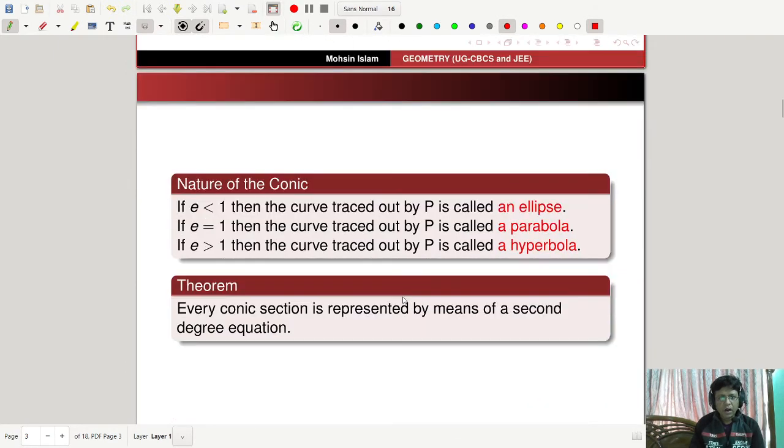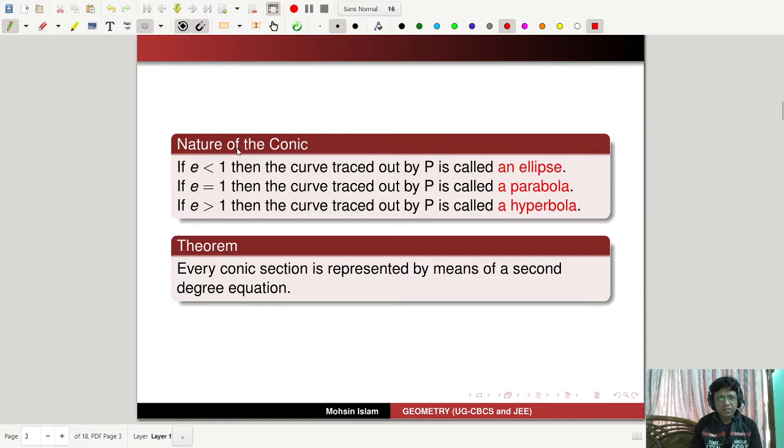Now this is again written in this form: if E is less than 1, the curve traced out by P is called an ellipse. E equal to 1, then the curve traced out by P is called the parabola. E greater than 1, the curve traced out by P is called the hyperbola.